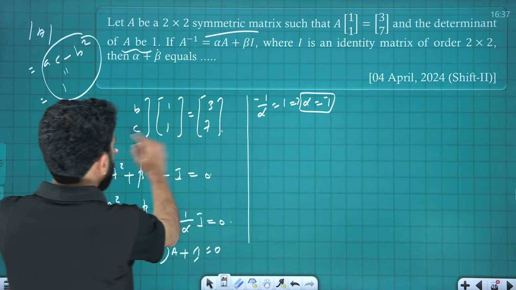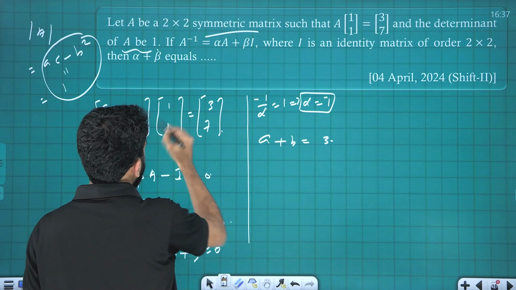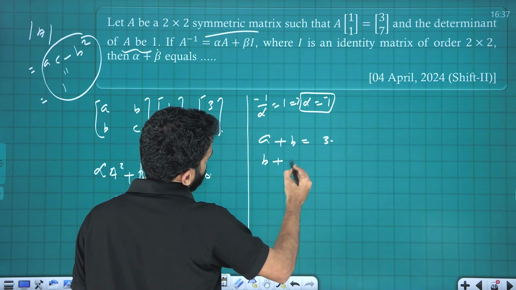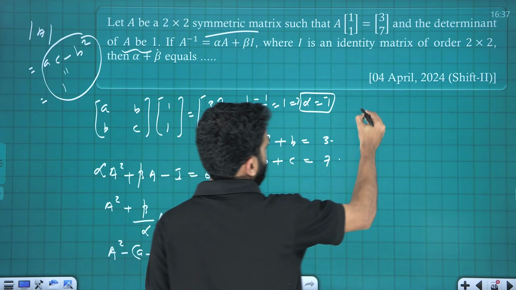Let's multiply these two matrices. Let's do that. What is that? A plus B is equal to 3, right? A plus B is equal to 3 and B plus C is equal to 7. And there is an additional data which you have, that is AC minus B square is equal to 1. From this data, how will you formulate A, B and C?